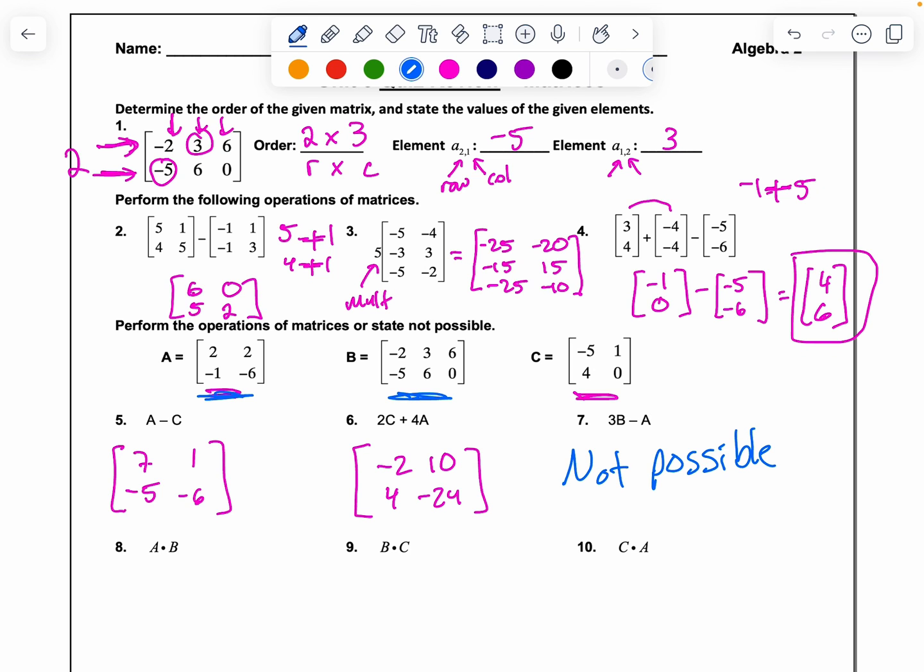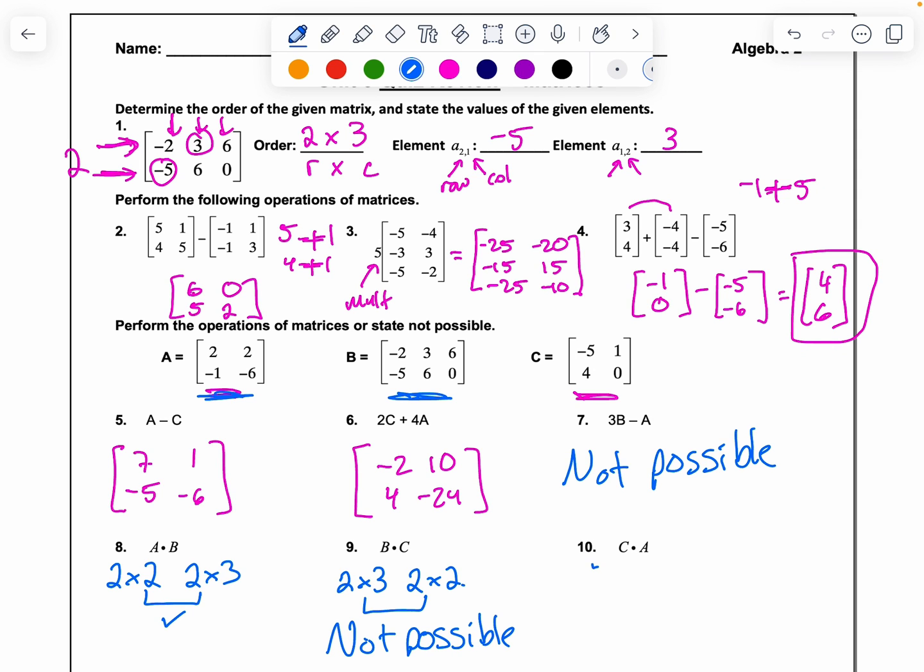For multiplying, what we have to check is the orders again. But the thing with orders, so A is a 2 by 2, B is a 2 by 3. If these inside numbers match, that means it's possible. So that one's good to go. Let's just check all of them before we type them in. So this one's B times C, so that's a 2 by 3, and then a 2 by 2. Ooh, these ones do not match. So if they do not match, this one is not possible. So I don't even have to type that one in.